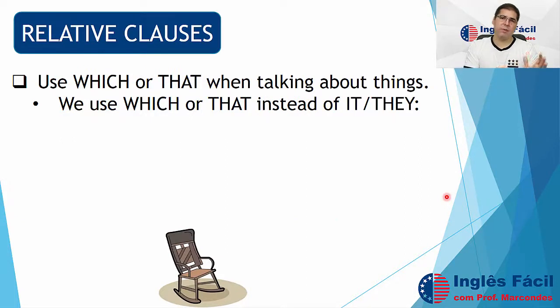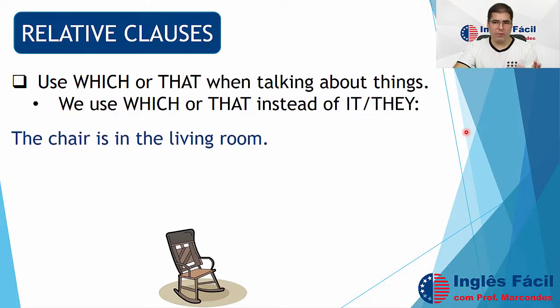The same thing happens when we talk about an object. So let's review very quickly what we saw about objects, animals, of course, right? If it's not a person, is it still possible to do this? Yes, but we are not going to use who, remember? We can use either which or that when we are talking about things, animals, events, okay? So in these cases, of course, we are going to replace it or they. We are going to use which or that to replace it or they. Remember, this slide is also from the previous class, so it's only a review, okay?